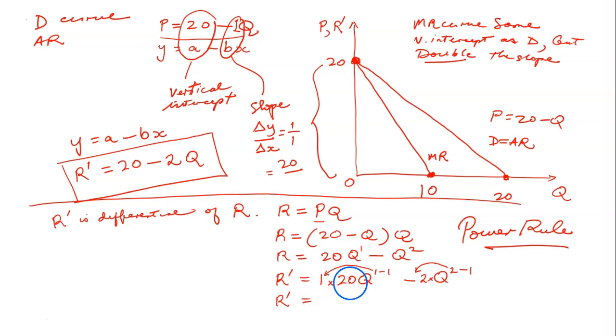So 1 multiplied by 20 multiplied by Q to the power of 1 minus 1, so this is the power of 0. Anything to the power of 0 becomes 1. So it's 1 times 20 times 1, which is just 20, minus 2 times Q to the power of 1. We don't need to put the power of 1 in that case. So 2Q. Well, look at that.